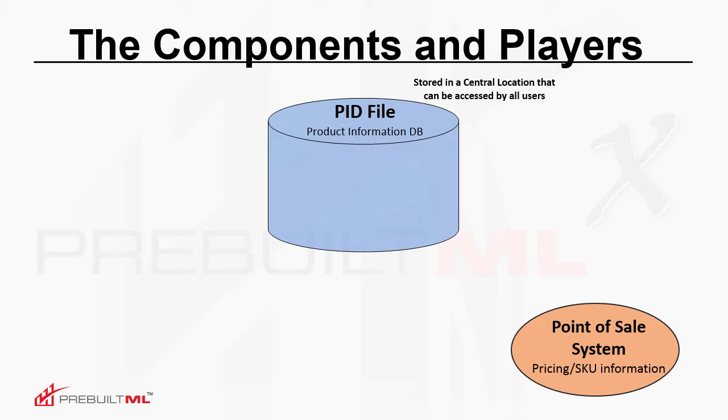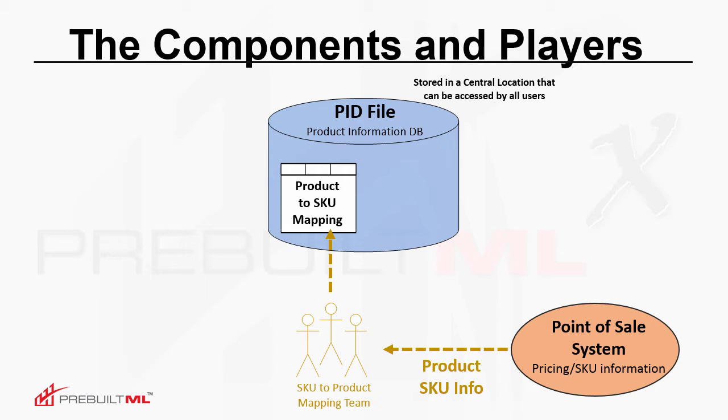In the PID file are a couple of important tables in the Access database. The first is the product to SKU mapping table. The goal of this table is to provide a mapping or a connection between the SKU that's in your point of sale system to the appropriate product that you would call in the PrebuiltML software. So the process that needs to happen is that someone in your organization or some collection of people need to map the SKUs in your point of sale system to the appropriate products.